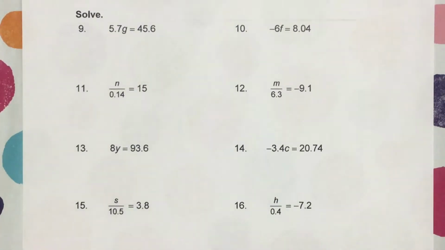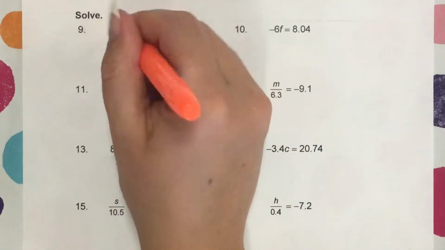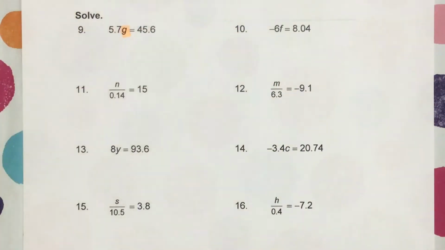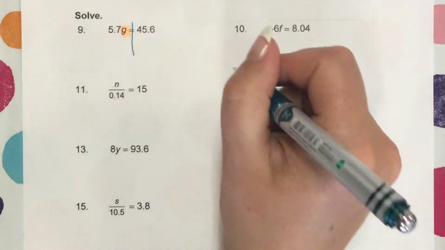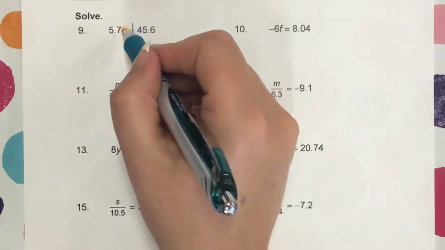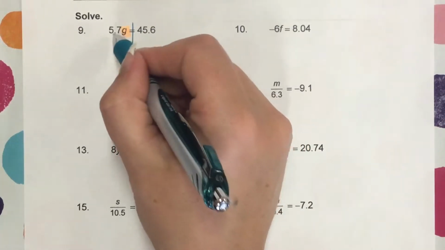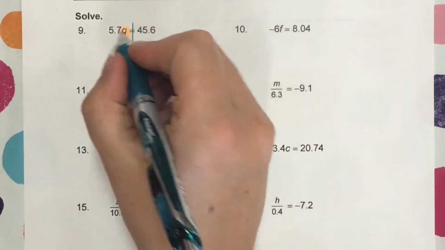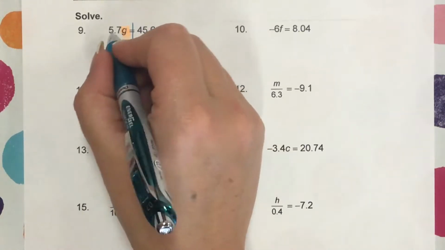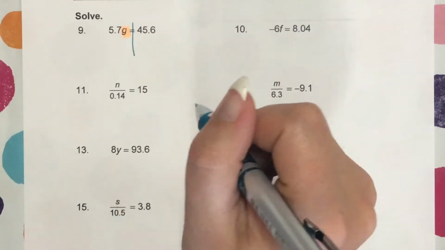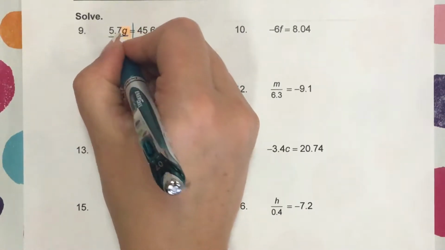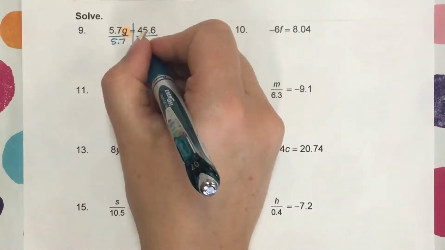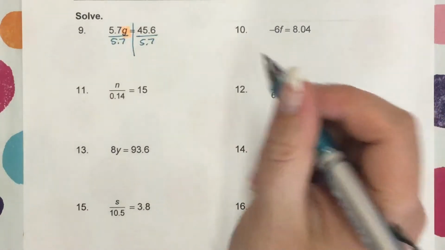Okay, we are back, ready to start problem number 9. On problem number 9, we're trying to figure out what G is. To figure out what that variable is, we need it on this side of the equation by itself. And right now, it's not by itself, there's just 5.7. Well, how is 5.7 related to G? 5.7G means 5.7 times G. So we need to do the inverse operation of multiplication, which would be division. So we're going to divide this side of the equation and this side of the equation by 5.7.